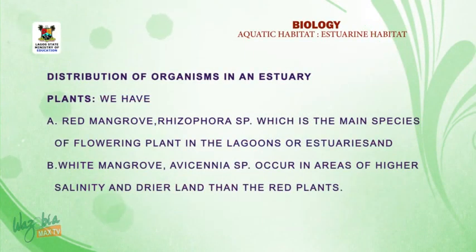Now let's look at the distribution of organisms in an estuary. We are going to look at plants. Under plants, we have red mangrove, Rhizophora species, which is the main species of flowering plants in the lagoon. We talk about red mangrove and Rhizophora species. Then the second one is white mangrove and Avicennia species.